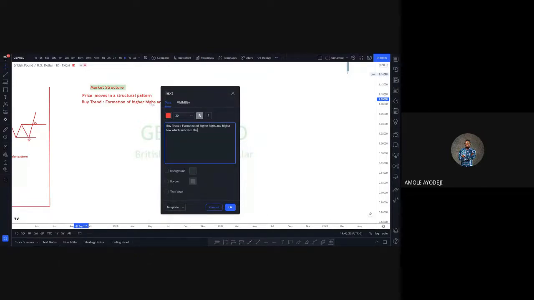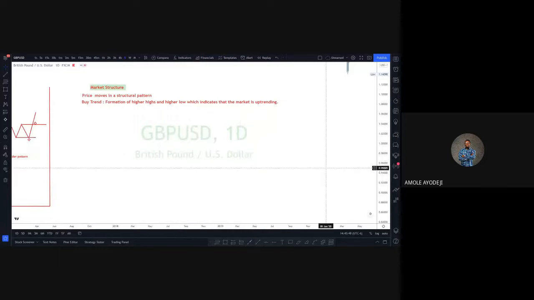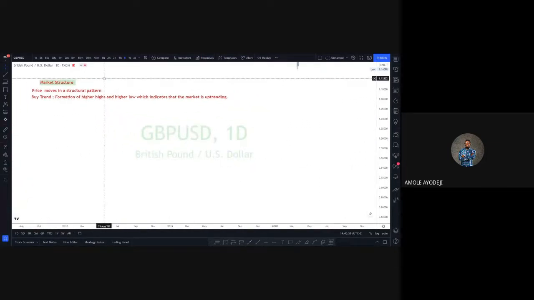Please, do I need to type all this? Do I need to type all this?